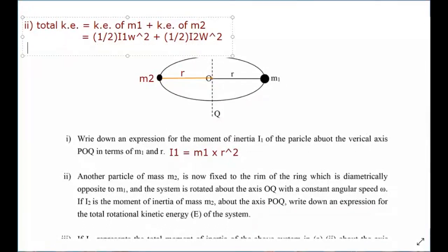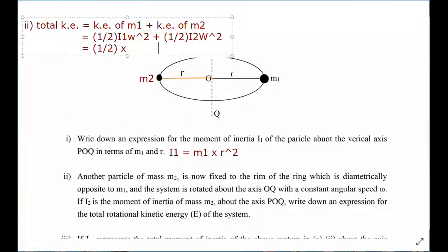So finally, look at the board. Finally, you should identify that the term half can be taken out from a bracket, and again the term omega square can be taken out from a bracket. So what are the terms inside the bracket? If I take half and omega square out from a bracket, what will be the terms inside the bracket?